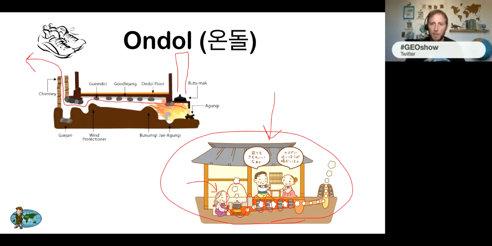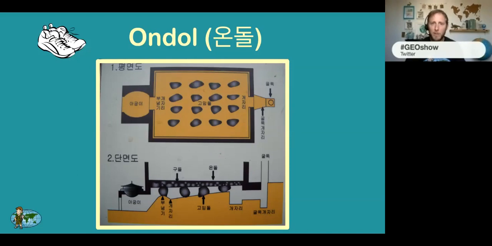I have another diagram too that shows that better. So what they would do is they would space out these stones. And so if this is the fire to the left and this is the chimney on the right, as the hot air moves under the floor, it heats up these stones, and these stones radiate heat into the floor. So the floor is really toasty and warm.